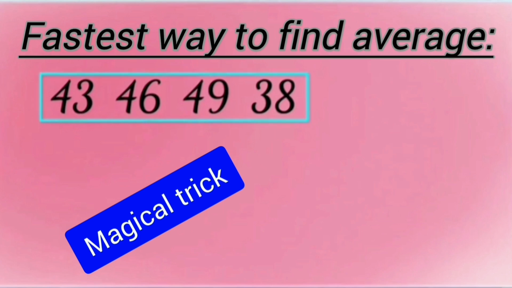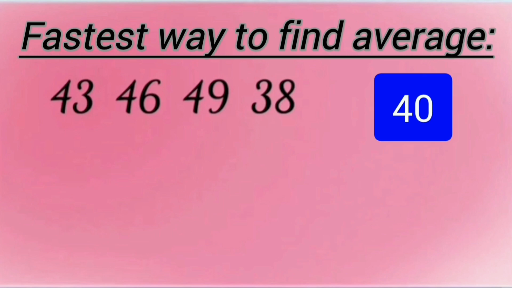Now I will tell you the fastest way, and you can say that it is the magical trick to find the average. All those numbers are near to 40. Okay, after that you will see 43. 43 is how much greater than 40? It's 3 greater than 40.